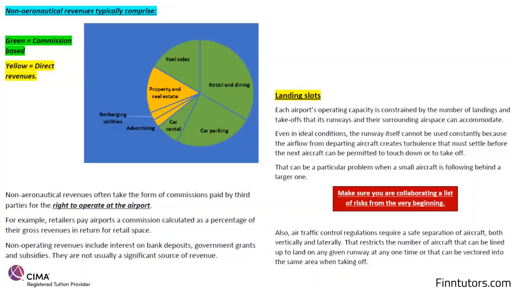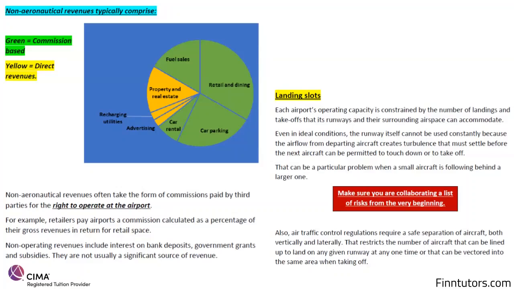Next concept we speak about is landing slots. So what is a landing slot? Now each airport's operating capacity is constrained by the number of landings and takeoffs that its runways and their surrounding airspace can accommodate. For example, if I have one runway, it can only take 50 aircraft. It cannot take more than that. For example, I'm saying. So there is an operating capacity which becomes a constraint for any airport.